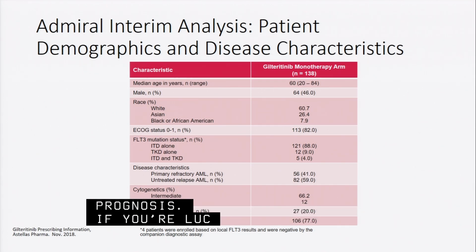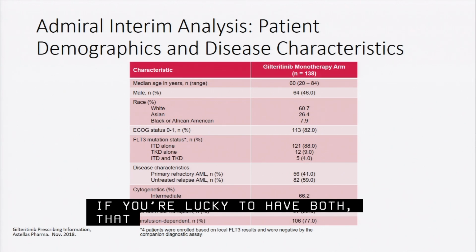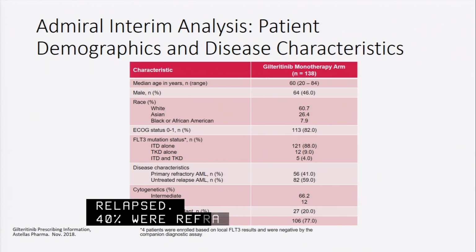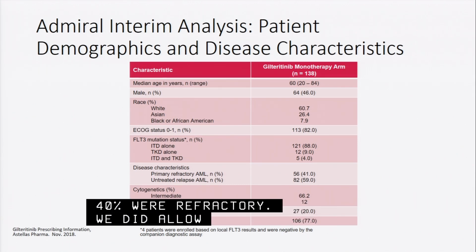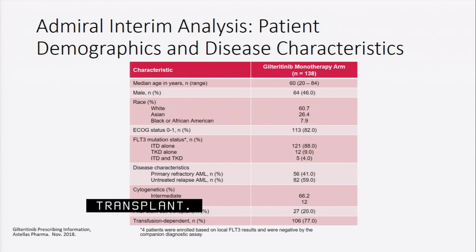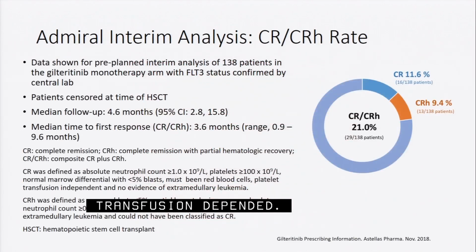Disease characteristics: about 60% of the patients were relapsed, and then 40% of the patients were refractory. We did allow prior stem cell transplant. You see that in about 20% of the patients listed there. And then transfusion dependent: 106 of the patients, or 77% of the patients, were transfusion dependent at the time of enrollment. We'll talk about that a little bit more later.